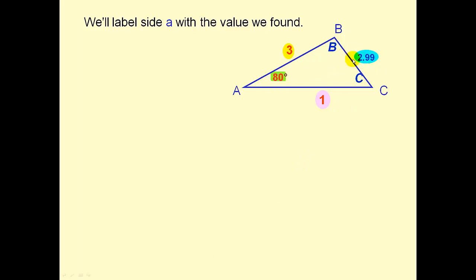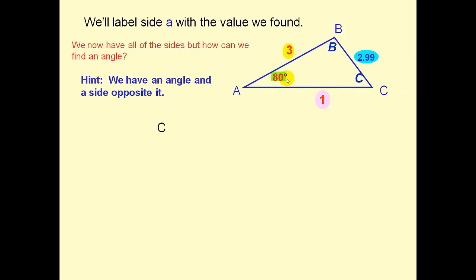Now we have an angle-side pair, and so we can use the law of sines. So we know that the sine of 80 degrees over 2.99 is going to equal the ratios of the other sines to their sides as well. Let's do C. It's equal to the sine of C divided by 3. Now notice I put the sines on top because we're trying to find an angle here.